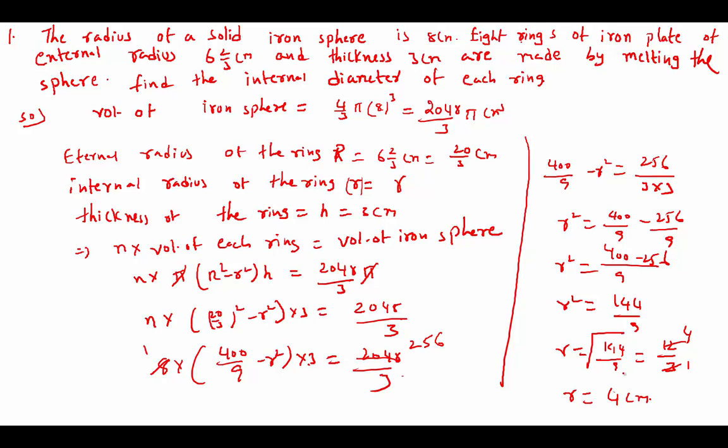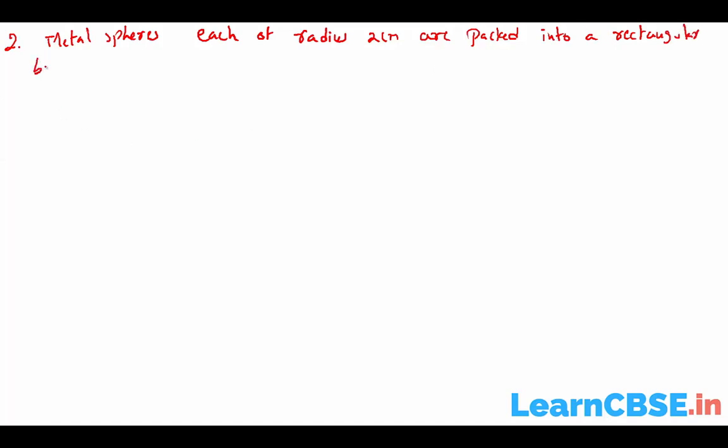Going for the second problem. Metal spheres each of radius 2 centimeters are packed into a rectangular box of inner dimensions 16 centimeters by 8 centimeters by 8 centimeters.